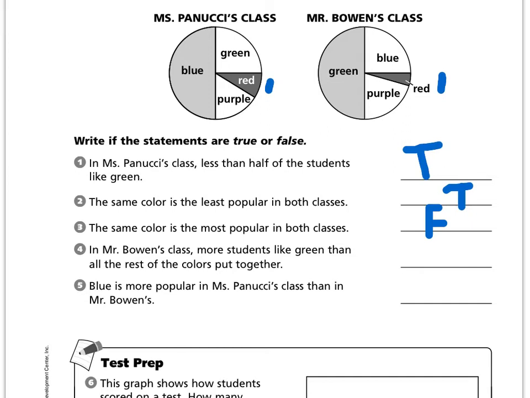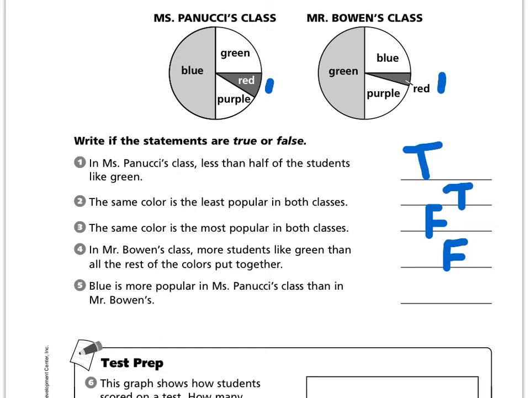In Mr. Bowen's class, more students like green than all the rest of the colors put together. So let's look at Mr. Bowen's class. Half of the students like green. The other half like blue, red, and purple, which means if I combine blue, red, and purple, it would have to be less than the people that like green. And I can clearly see from the pie chart that it's just half, which means that more students like green than all the rest of the colors put together is false.